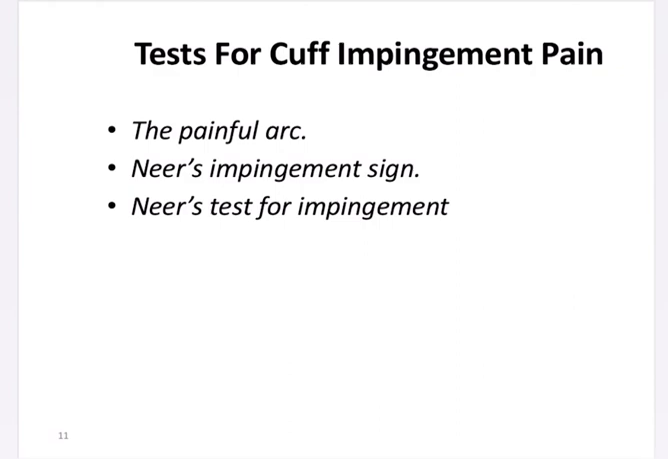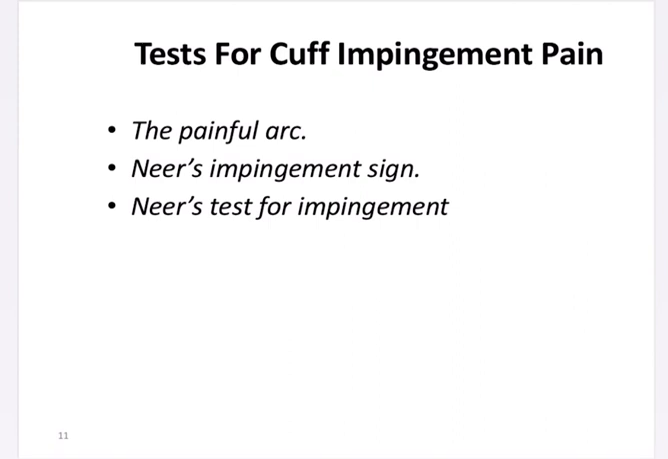Second, Neer impingement sign. The scapula is stabilized with one hand, while with the other hand the examiner raises the affected arm to a full extent of passive flexion, abduction, and internal rotation. In this movement, the patient feels pain. This is Neer impingement sign.